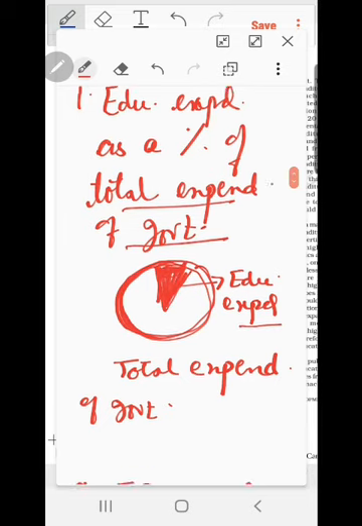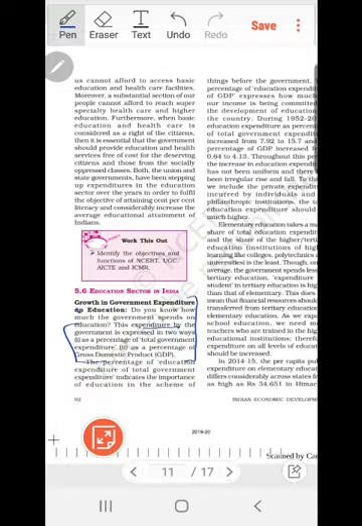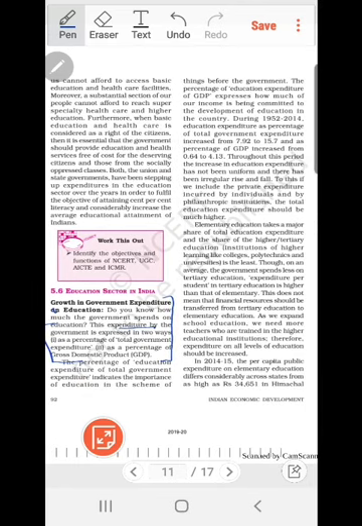Also, education expenditure is expressed as a percentage of total GDP. If this is total GDP, then this section expresses the education expenditure incurred as a percentage of GDP by the Government of India. Trend shows that both education expenditure as a percentage of total expenditure and as a percentage of GDP has increased in India. But this increase has not been uniform. Along with this, there are interstate disparities in the expenditure incurred on education in the Indian economy.